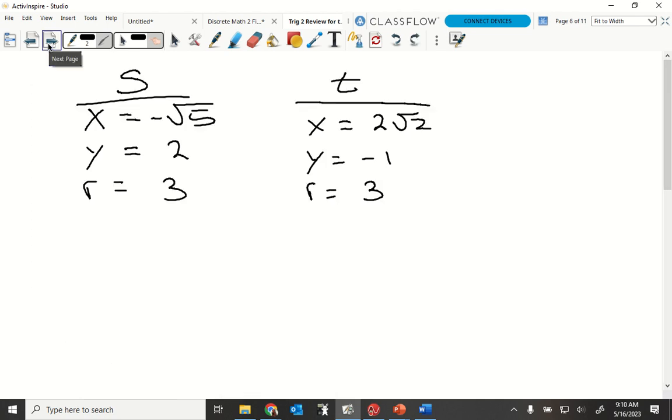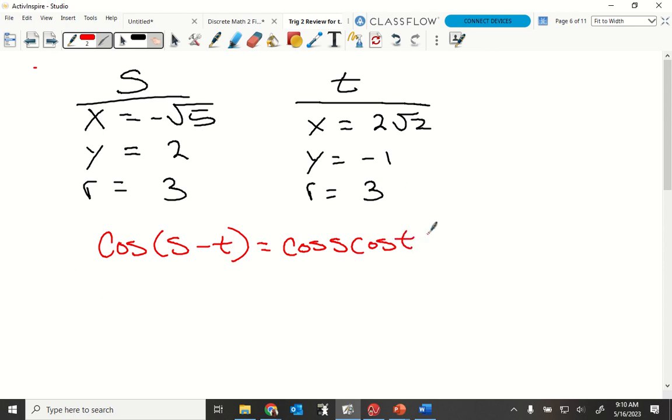So the first thing is going to be cosine of s minus t. You got to bust out that formula on the reference sheet. What type of problem am I dealing with? Difference identity. Very good. You're going to find difference identities on the reference sheet, and the one for this one. It's going to look like this: cosine s cosine t plus sine s sine t. Yes, no, maybe?